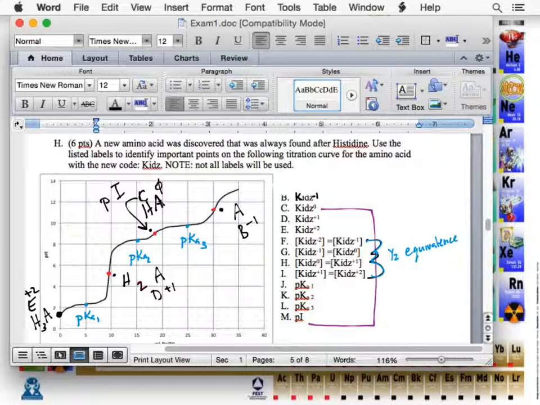Does that make sense? So we slowly layer our information over the top depending on what we find easiest. Looks to me like you guys happen to be okay with the equivalence point and finding the half equivalence point, then it's a question of labeling everything else in there. Questions about it? Okay.